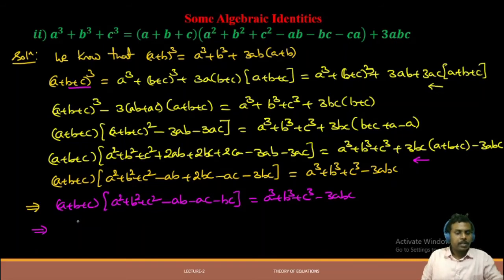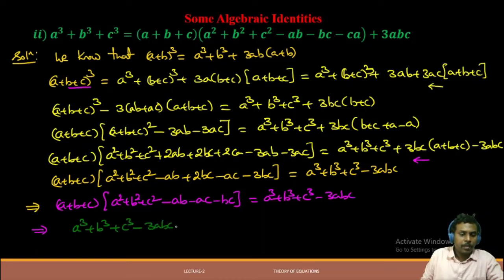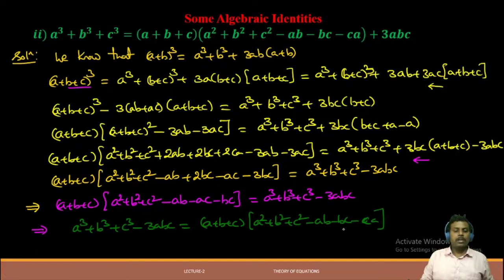So the final answer is, okay, let me rewrite this. a cube plus b cube plus c cube minus 3abc is equal to a plus b plus c into a square plus b square plus c square minus ab minus bc minus ca. Okay, so this is the expected result.